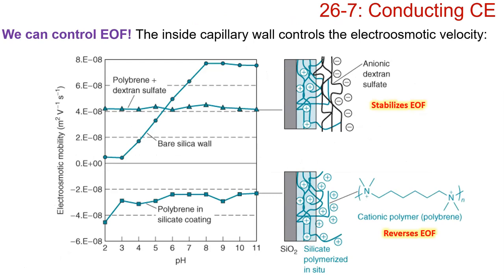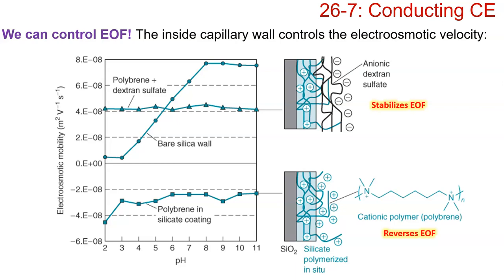Now we can control EOF. Remember, we made EOF by deprotonating the silica. So we can do the opposite. We could add other stuff on, right? So we've got this nice figure from the Harris book. You could take your bare silica, right? So you can see that as we increase pH, our EOF goes up, and electroosmotic mobility, remember that's the actual velocity, the mobility per unit voltage, is in meter squared volt inverse second inverse. That's your EOF right there. So we can see how with increasing pH, bare silica, our mobility goes up.